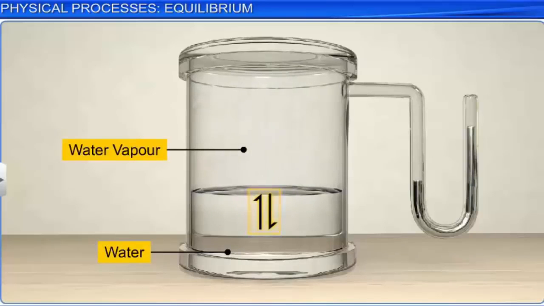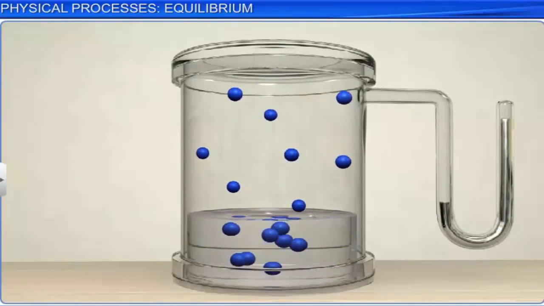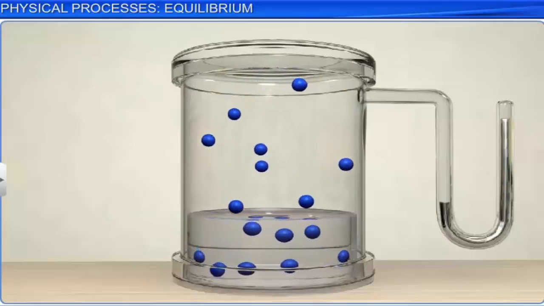The molecules of the vapor in their movement collide with other molecules, with the walls of the container as well as the surface of the liquid.